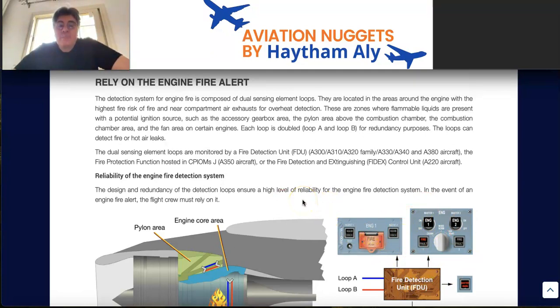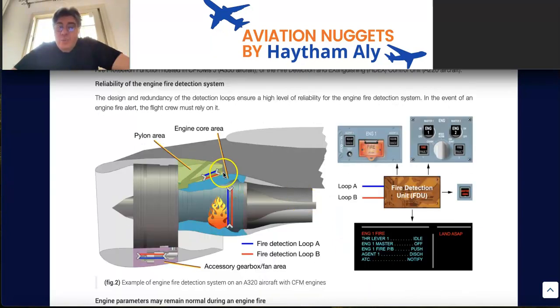Okay, so if you have an engine fire indication in the cockpit, with the previously mentioned indications, you need to apply the engine fire procedure as fast as you can and immediately. Don't delay the engine fire procedure. Even if you have stable engine parameters, this is not an indication that there is no fire. The fire indication depends on double loop detection: loop A fire with loop B faulty, or loop B fire with loop A faulty at the same time, or loop A and loop B faulty at the same time.